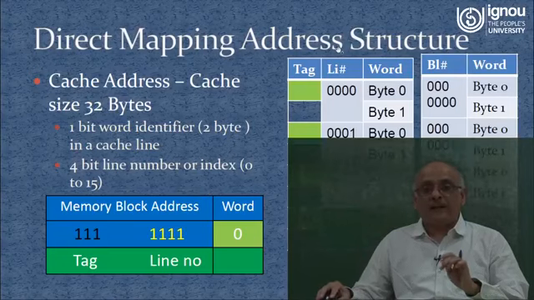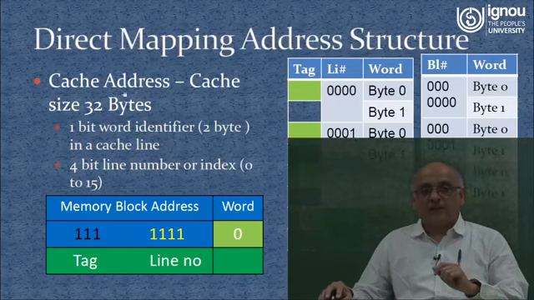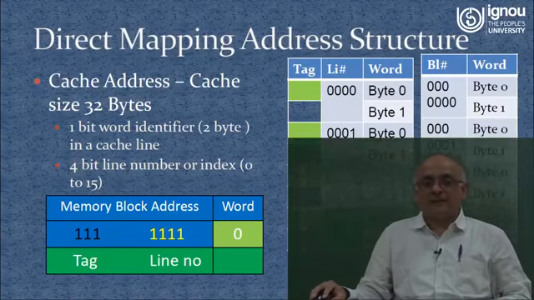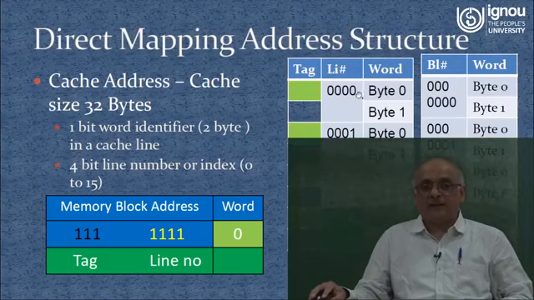Now, the direct mapping address structure. Let's refer to that direct mapping address structure. The cache size is 32 bytes, so 32 bytes is the cache. Obviously we will have only 16 lines, because there are 2 bytes in one particular line. So we have a 16-bit address. Now, how a main memory address will be mapped to the cache and checked, that is what is important.